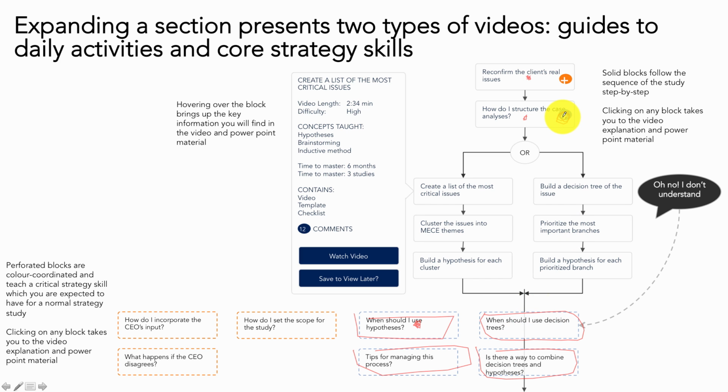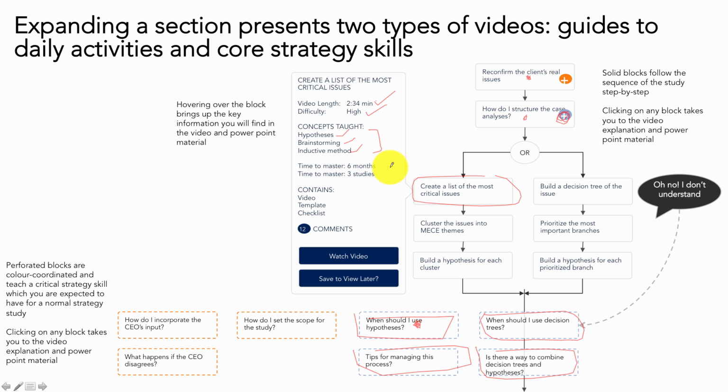Now, obviously, it's time consuming to click on every single block. So if you hover over each block, a pop-up opens up which shows you the length of the video, the difficulty level in mastering that concept, the concepts that will be taught in that video. Let's assume there are 3 major concepts we are teaching, so you know what to learn. And the time it will take you to master.